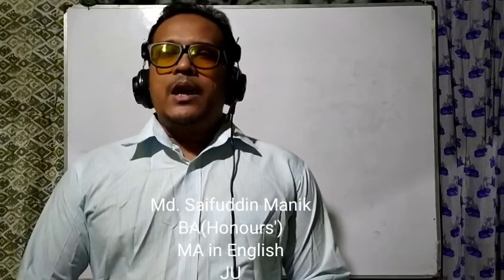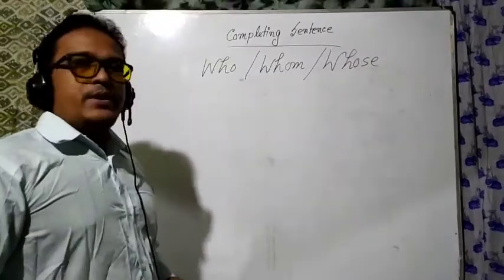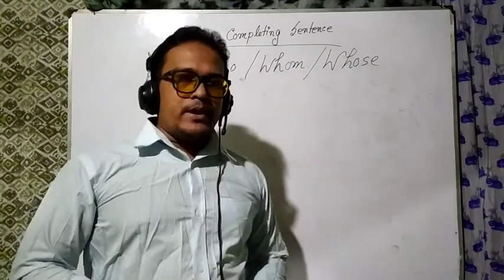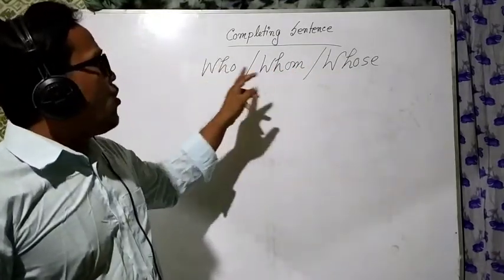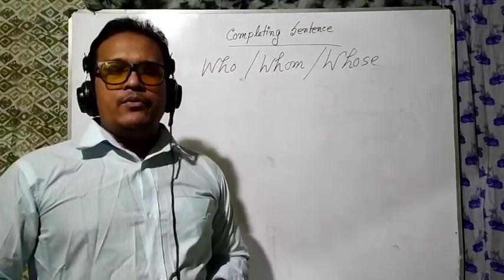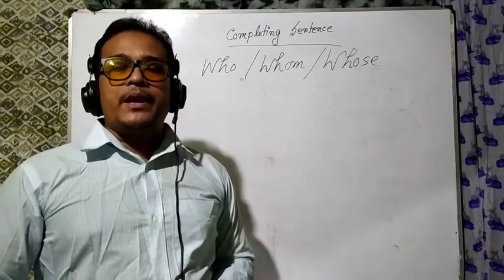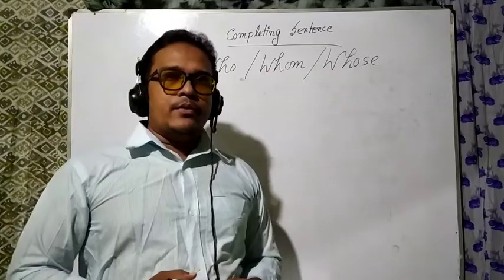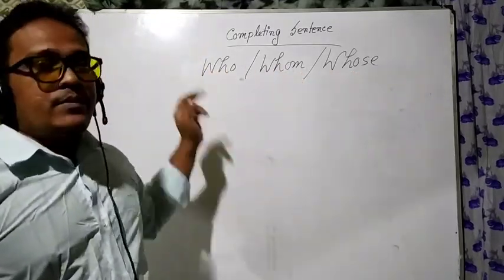Okay, today I want to take a class on completing sentences. Due to time limitation, I will discuss some important topics. Dear students, I have written here three important relative pronouns: who, whom, whose. They are the three important relative pronouns which are used after a person-expressing noun. As it is a relative pronoun, before it we have to use an antecedent.